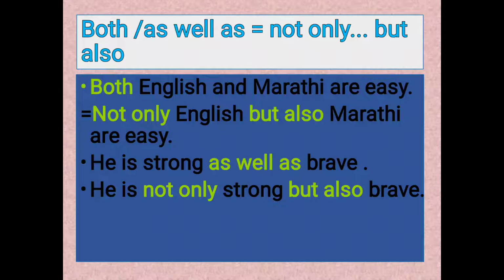Now here are some sentences having both, as well as, for that not only but also. Both English and Marathi are easy. So instead of both, we have used not only but also kind of construction. So both English and Marathi are easy. Not only English but also Marathi are easy. He is strong as well as brave. He is not only strong but also brave.